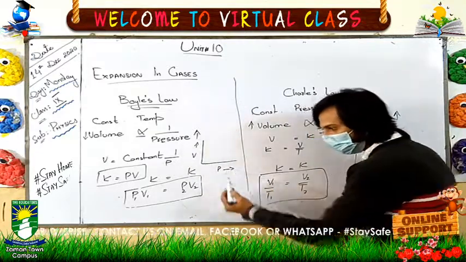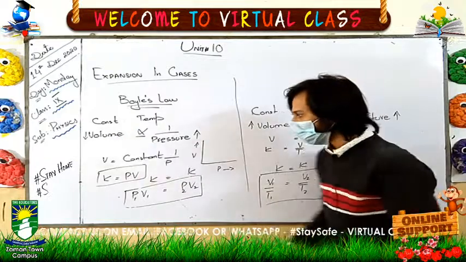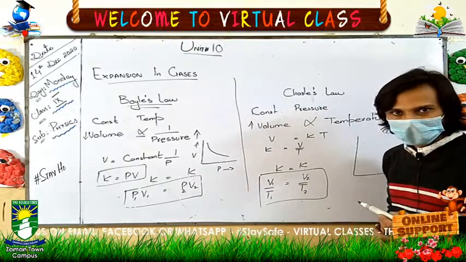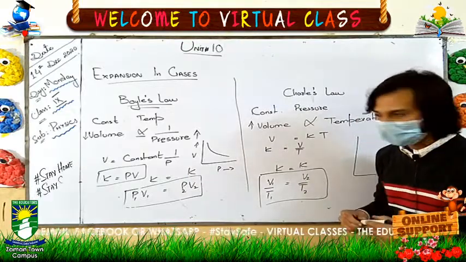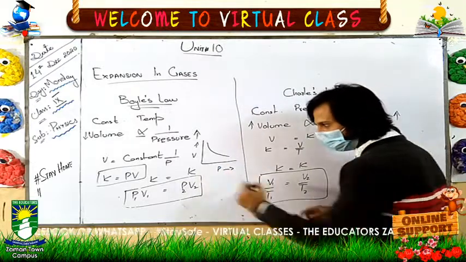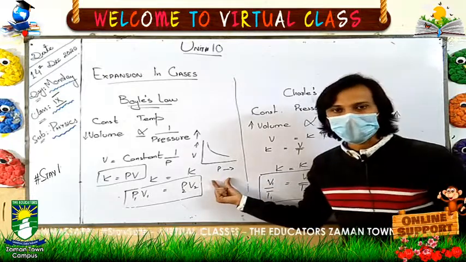If I increase this line in this direction, it means I am increasing the pressure. So the curve will be like this, okay, and this curve is basically showing pressure, because we are moving in this direction, from here to here, in this area, so we are increasing the pressure.